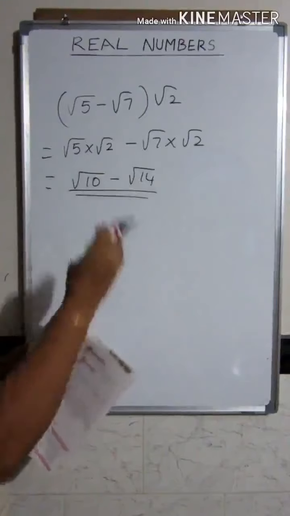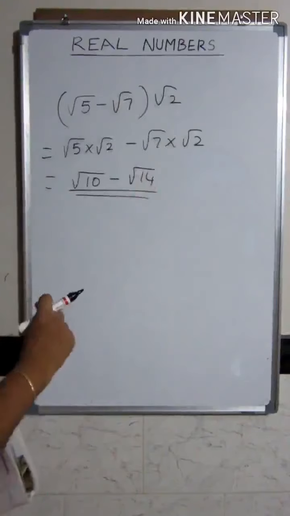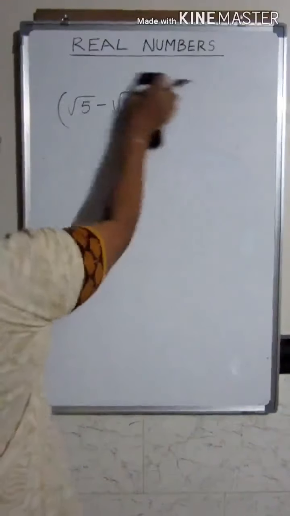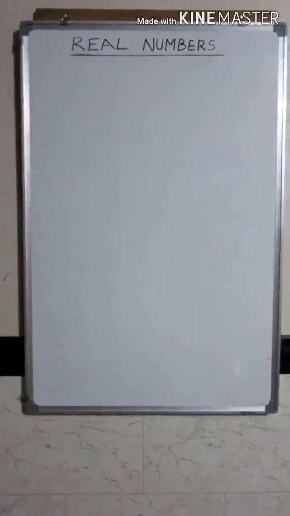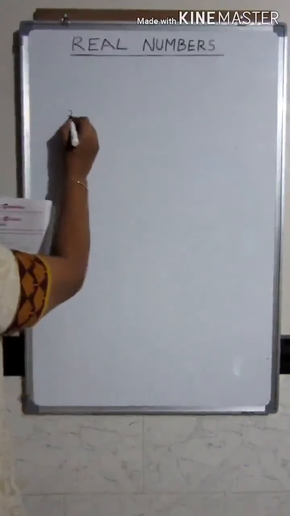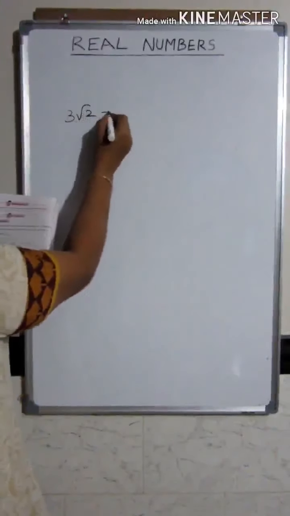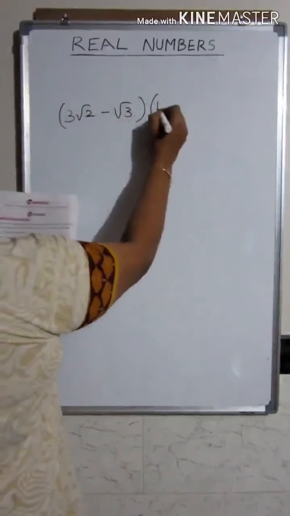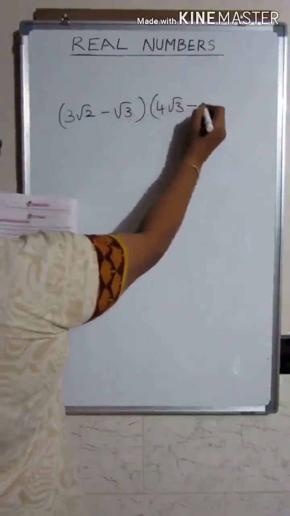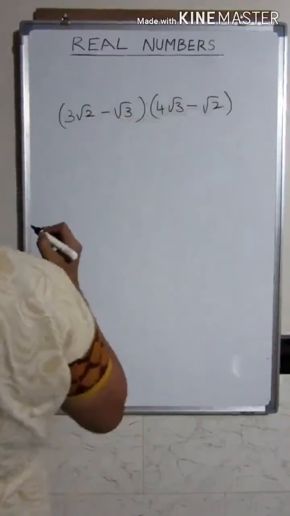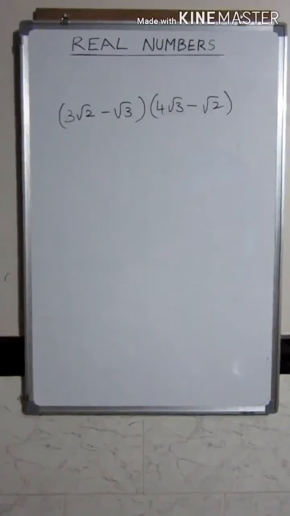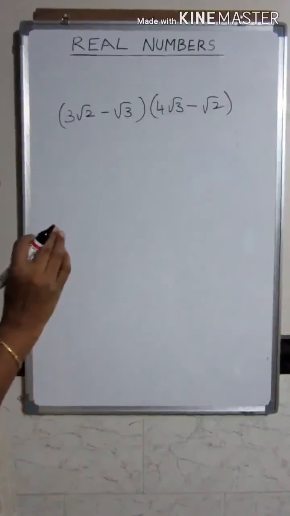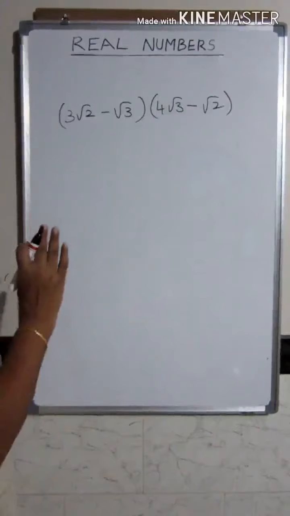Now suppose both are binomial quadratic surds, we'll see how to do the multiplication. You have 3 root 2 minus root 3, and you have to multiply it by 4 root 3 minus root 2. So this is the multiplication of binomial quadratic surds. What you have to do is, as you have learned binomial multiplication in algebraic terms, the same way you have to do the multiplication.